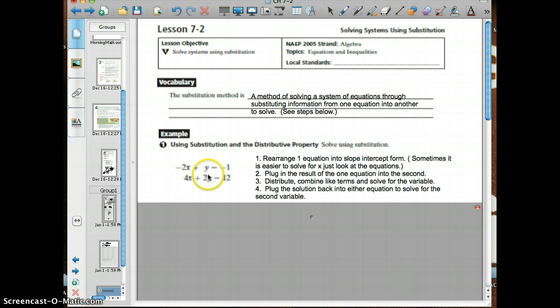So we'll rearrange that into y equals form, and then we'll substitute whatever y equals in for y in the second equation, okay? You want to make sure you put it in parentheses. That tells you we'll have to distribute things. Then we can combine like terms and solve for the variable, and in this case, we'll solve for x. Once we get x, we can plug x back into either equation and solve for y. And a good check is to plug them back into both and make sure you get the same answer. So let's look at the first example here and see how that's done.